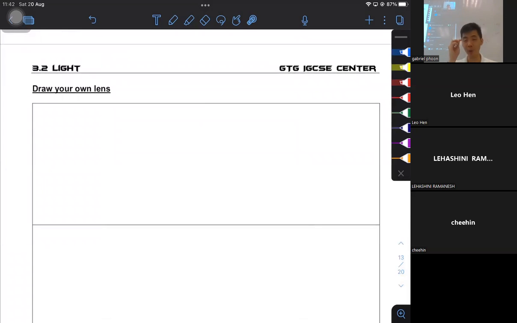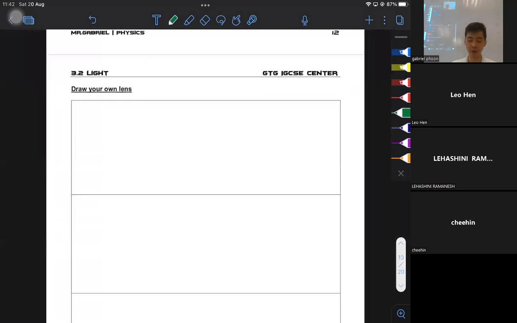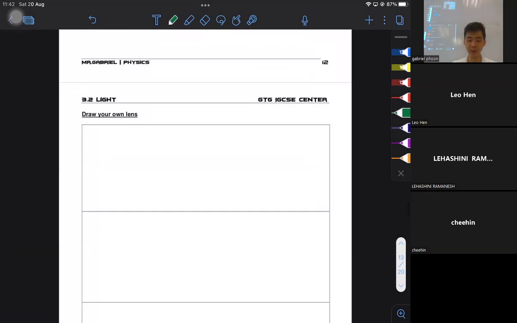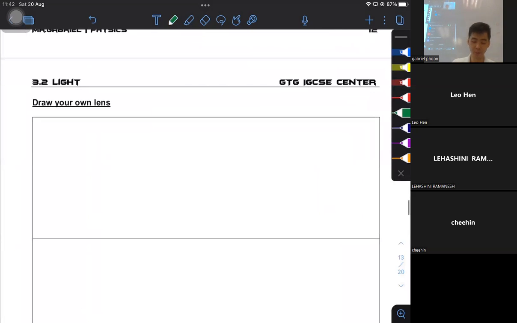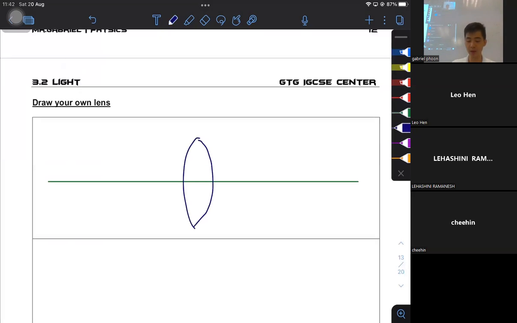Guys, listen up very closely. This is your instruction for the next 4 of it. First and foremost, on the first box, you're supposed to draw a principal axis here, right? Then you're supposed to draw your lens exactly in the middle and just straight away draw the normal first. Hey, everyone, pay attention first. Please don't draw, pay attention first, right? I will write down everything here.